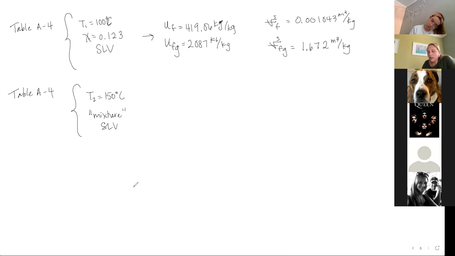So I can look up my specific internal energy of 631.66 kilojoules per kilogram. And my specific internal energy of my liquid vapor of 1,927.4 kilojoules per kilogram.